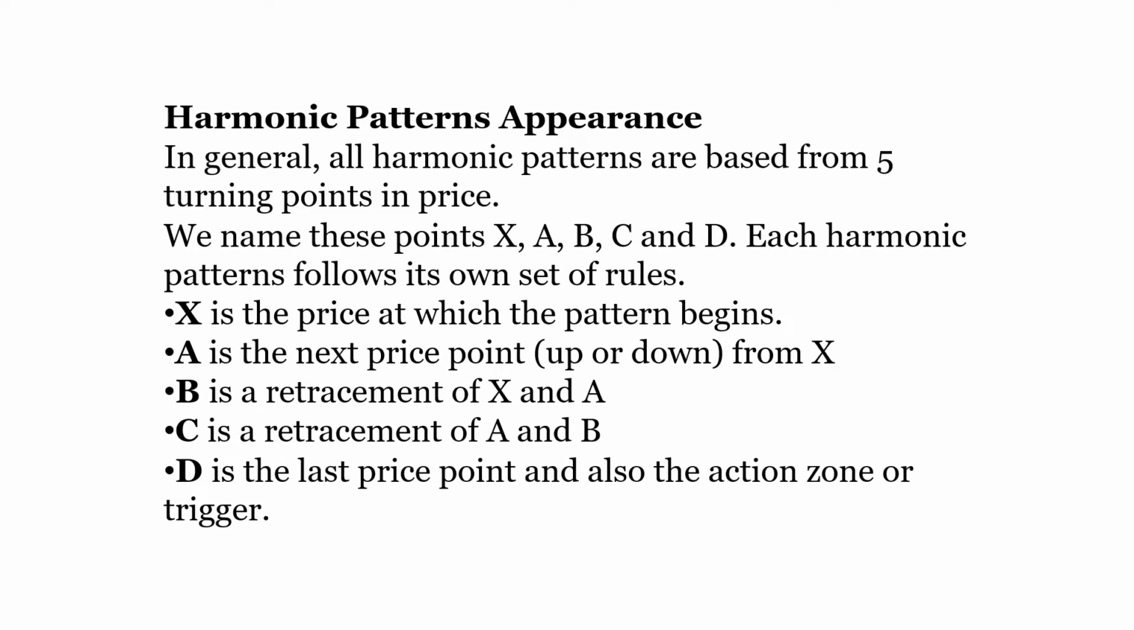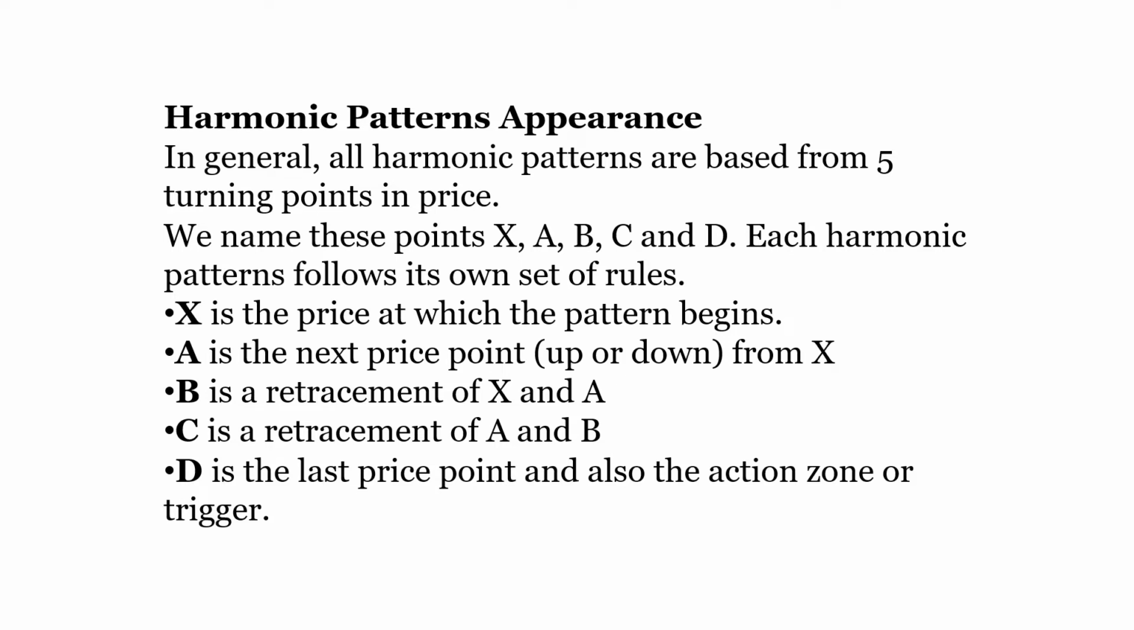In general, all harmonic patterns are based on 5 turning points. However, each type of harmonic pattern has a different geometrical shape and Fibonacci ratio. Fibonacci retracements and extensions are key to understanding how harmonic patterns are formed. We name these points X, A, B, C, and D.